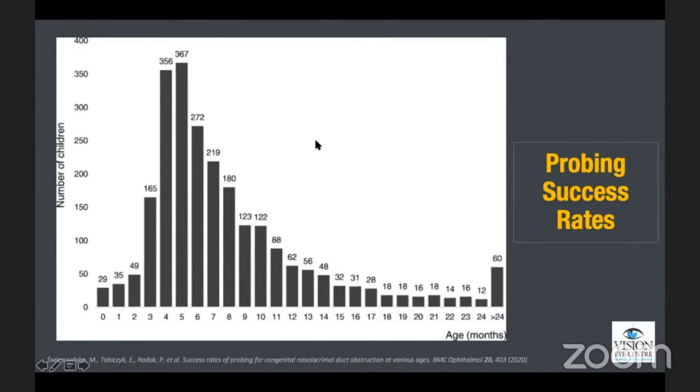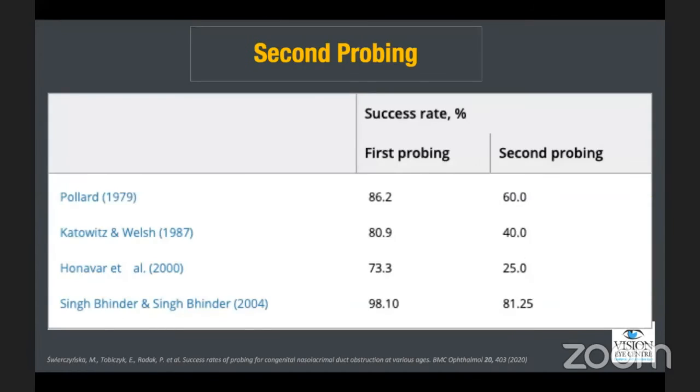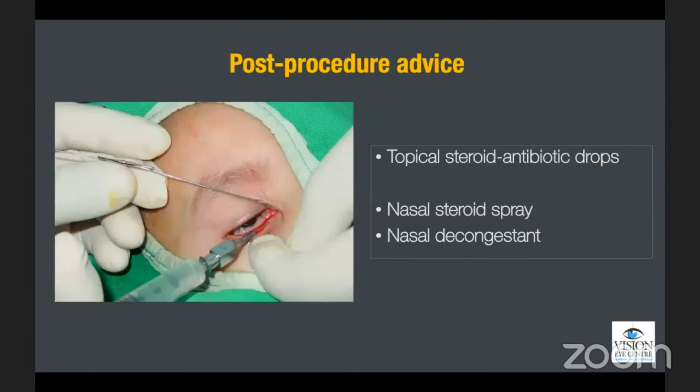So with respect to the success rates of probing, definitely it's good up to 12 months, but then after 12 months it starts to decline. So the sooner you can do it after 12 months, the better. And there's a difference between the success rate of the first and the second probing. The second probing also has much lower success rates than the first probing. So post-procedure, we should advise them topical steroid antibiotic drops. There are studies on the efficacy of tobramycin, dexamethasone, and you can use any similar kind of steroid antibiotic combination. And what we found is that steroid nasal sprays and decongestants initially also help keeping them open.